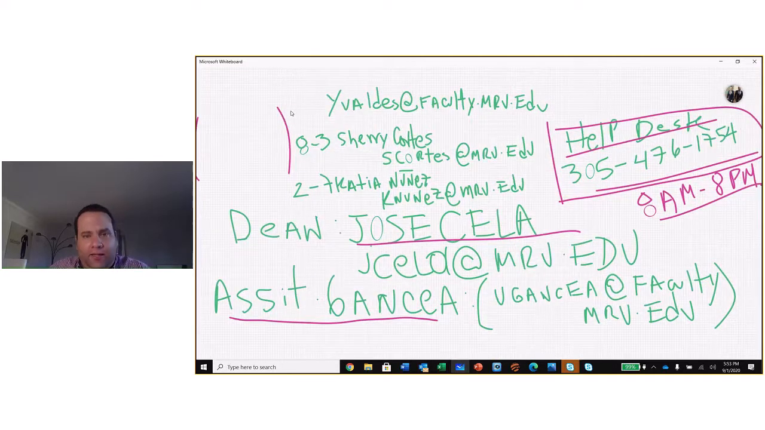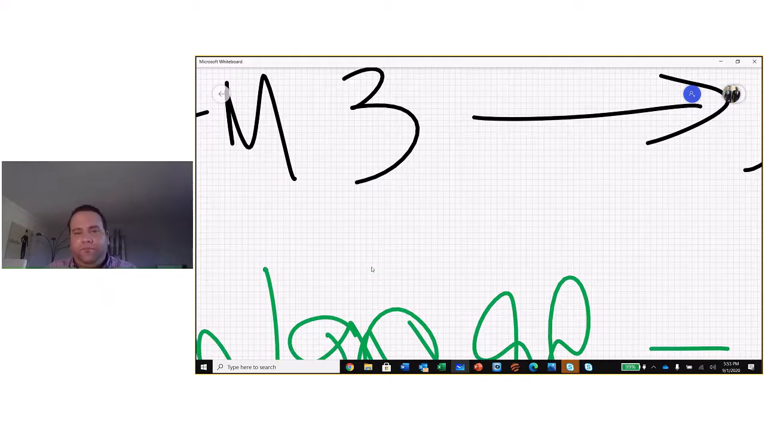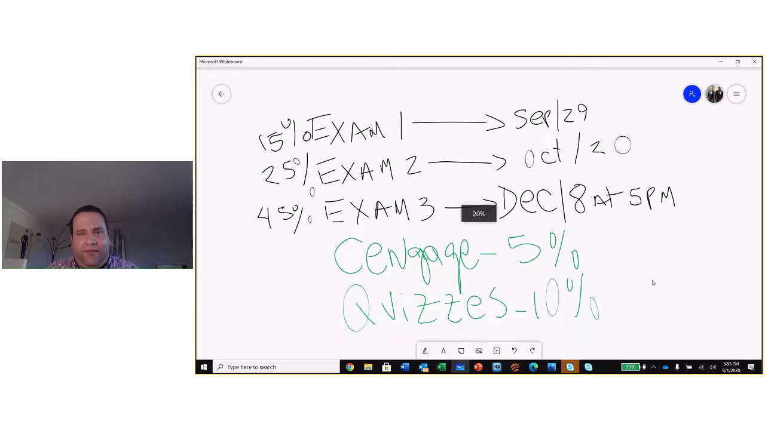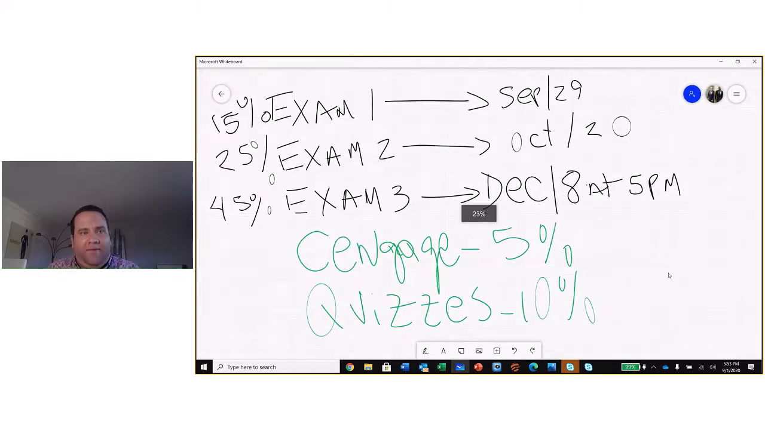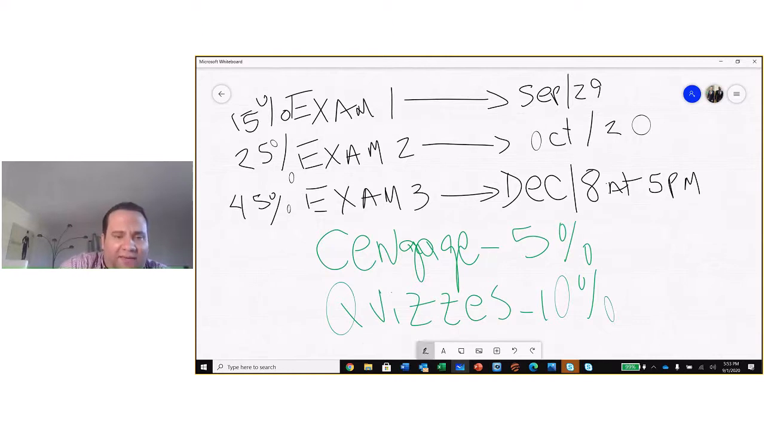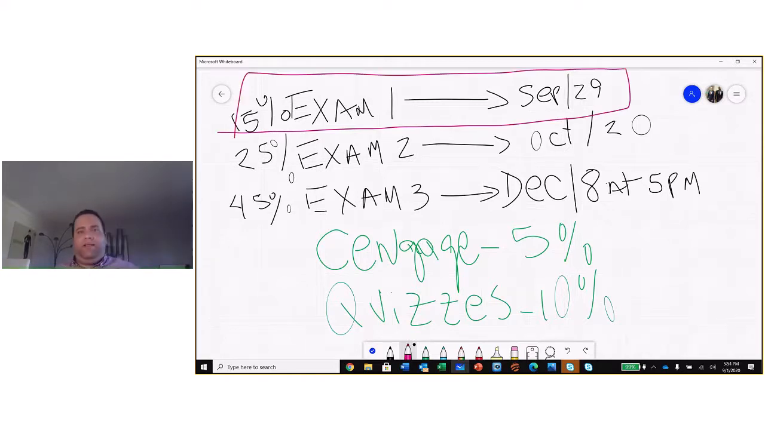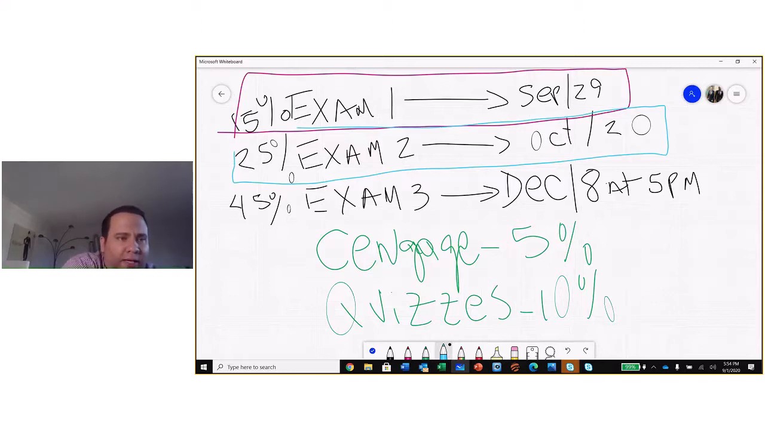Something else that I want to share refers to the syllabus and all the tests and quizzes that we have during this semester. We have exam number one, which counts as 15% of your final grade and will take place on September 29. We also have exam number two, which is 25% of your final grade and will take place on October 20.